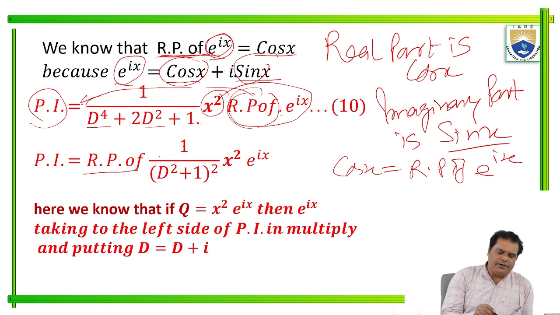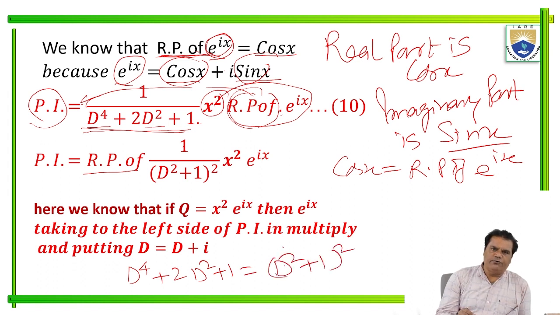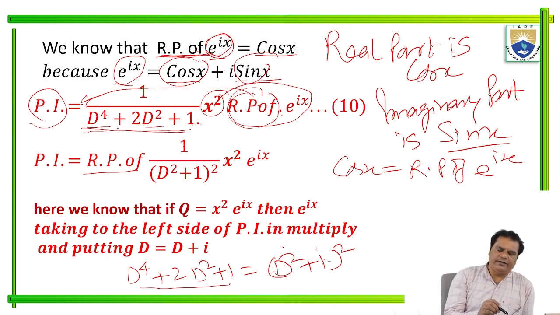Real part of 1 upon D to the power 4 plus 2D square plus 1. This is a perfect square, D square plus 1 whole square: a square is D to the power 4, b square is 1, plus twice the product of 1 and D square gives 2D square. So we get the same result. So this is D square plus 1 whole square, x square, e to the power ix.